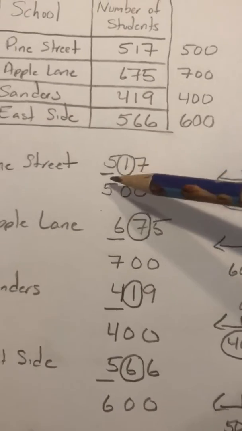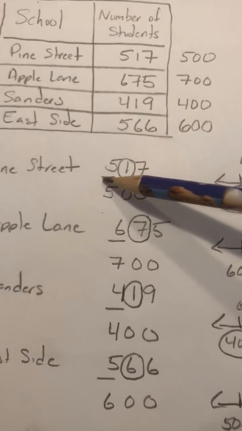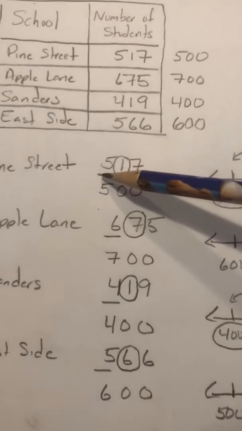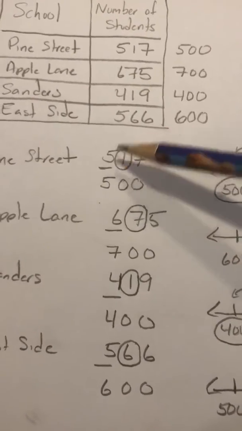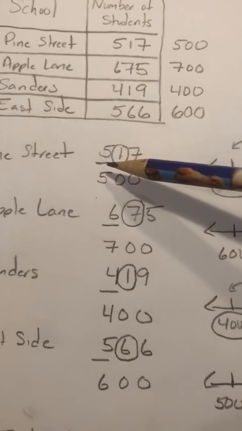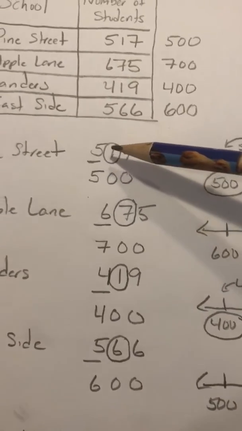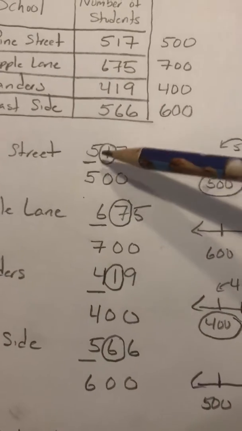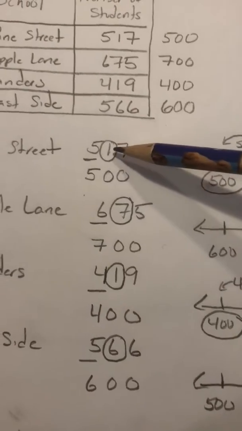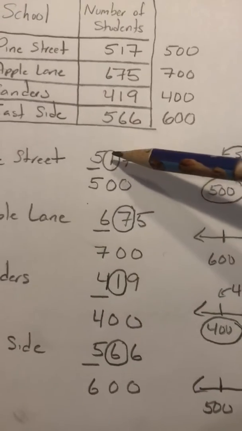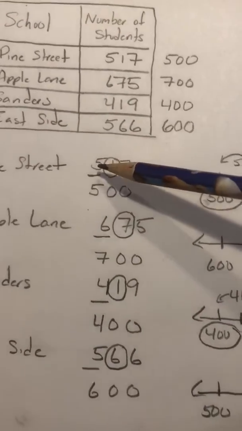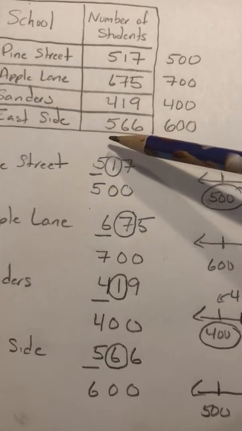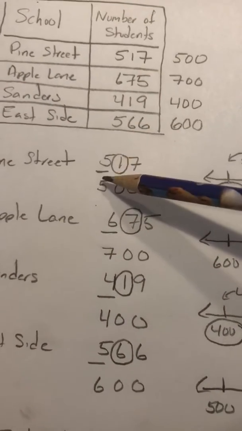So you underline the place that you're going to round to. In this case, we're going to underline the hundreds place because we're going to round these to the nearest hundred. And what we want to do is look at the digit to the right of that. That digit, in the tens place, is going to tell us whether or not this 5 will go up to a 6 or stay the same at a 5.